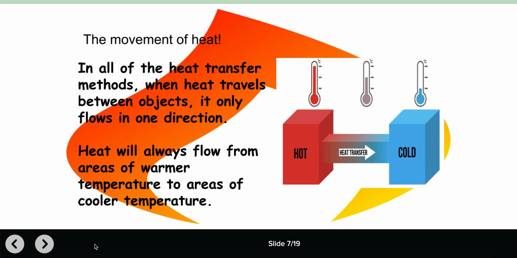So, in all of the heat transfer methods that we are going to discuss today, do not forget the one super important rule about thermal energy. When there's thermal energy and you're transferring heat, it will only flow from areas of high temperature to areas of low temperature. It will never go from areas of cold temperature to hot. It doesn't work that way.